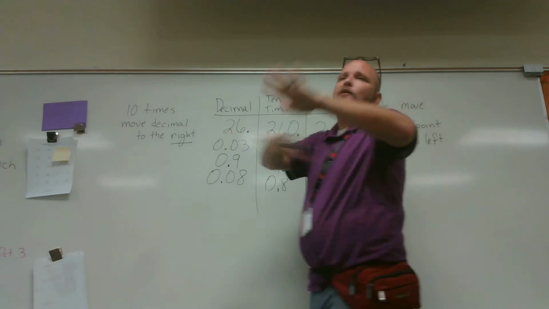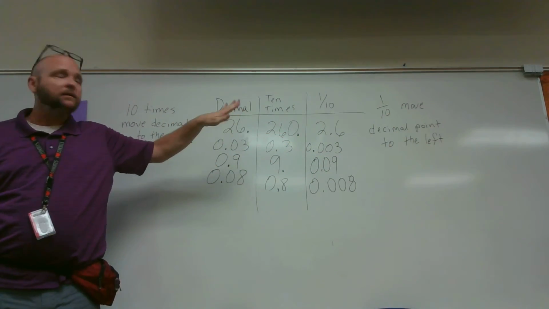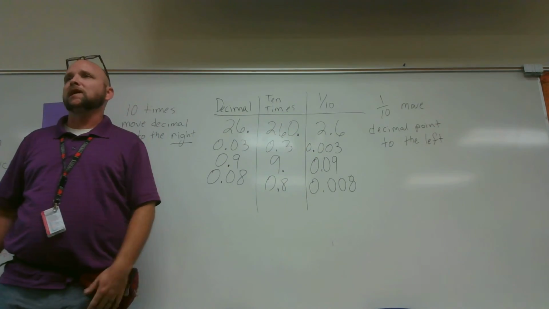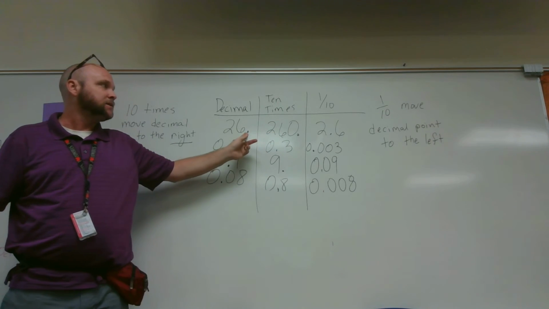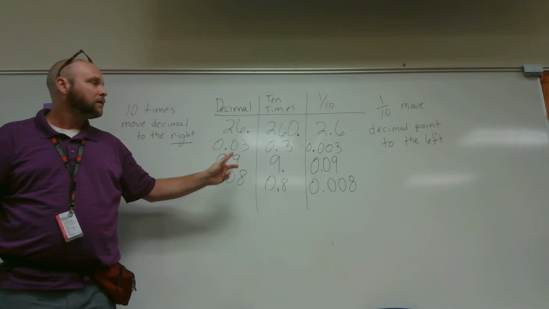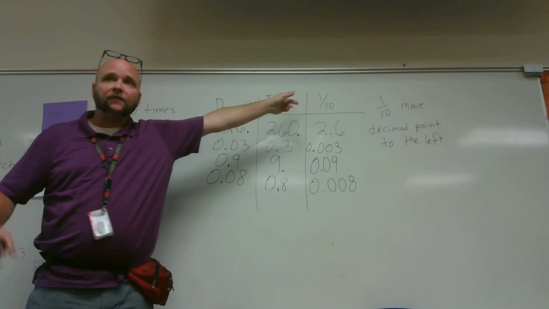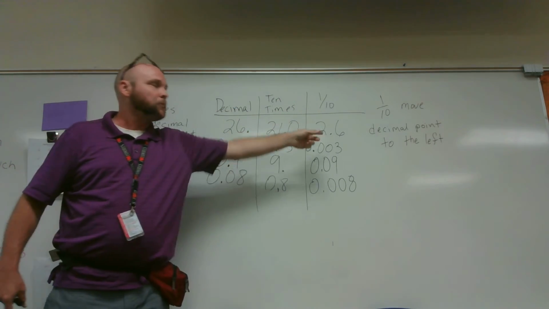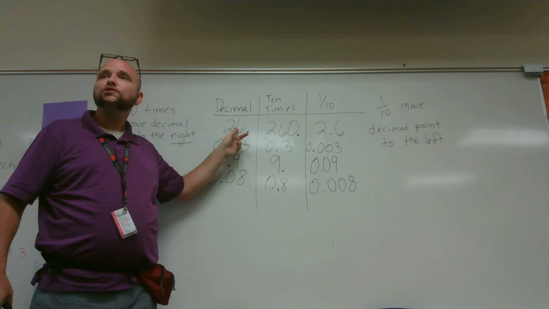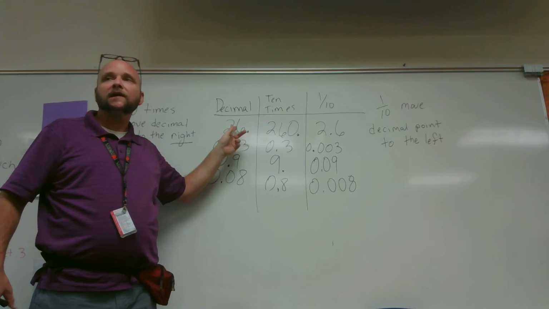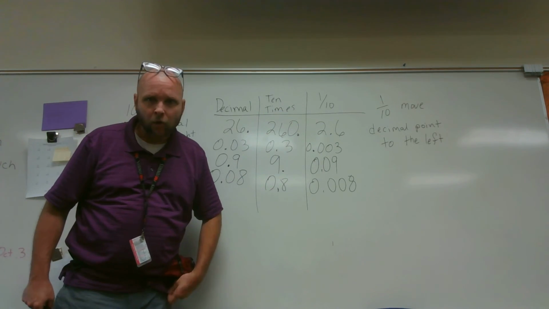Okay, so that goes for anything. If you're multiplying by 10, your decimal moves to the right one time, even if it's a whole number. 26 times 10 was 260. Decimal point moved to the right. 26 times 1/10, even if it's written as a decimal, your decimal point moved to the left once. Yes, Anna. Excellent.